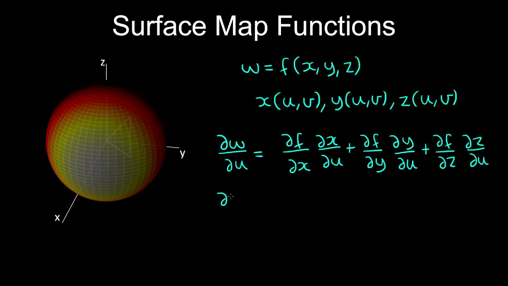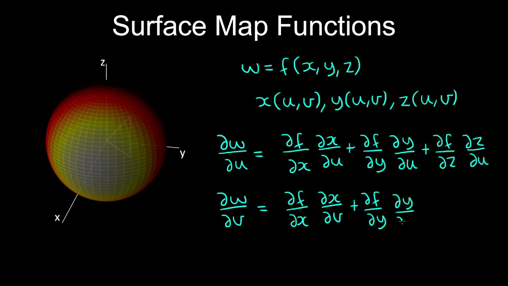And the partial derivative of w with respect to v is obtained in a similar way. So we have the partial of f with respect to x, by the partial of x with respect to v, plus the partial of f with respect to y, by the partial of y with respect to v, and plus the partial of f with respect to z, by the partial of z with respect to v.